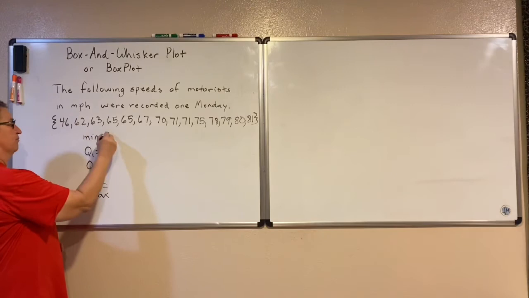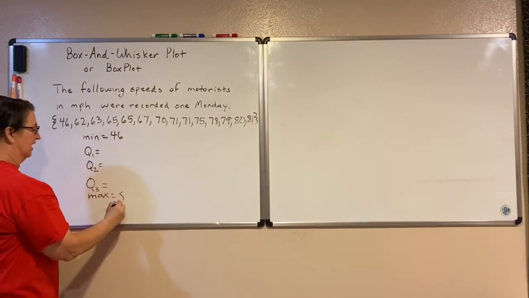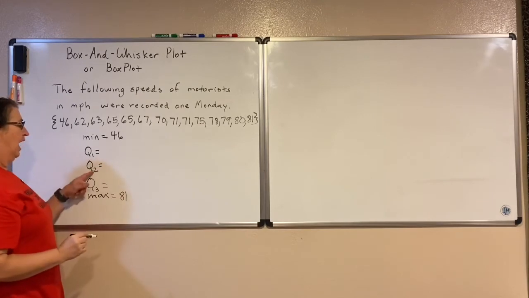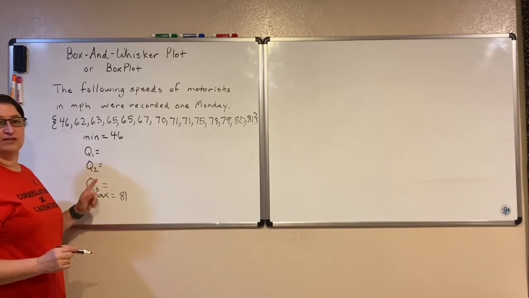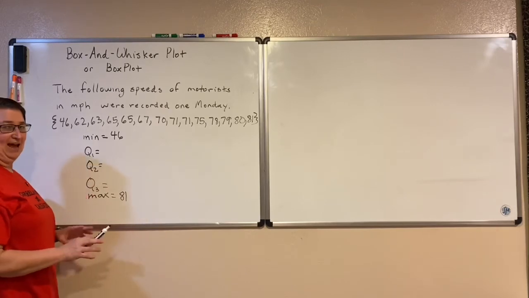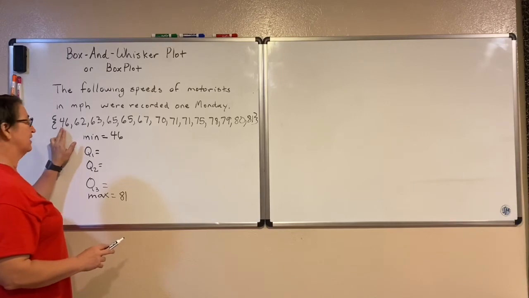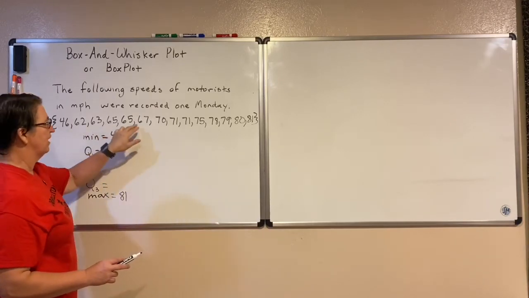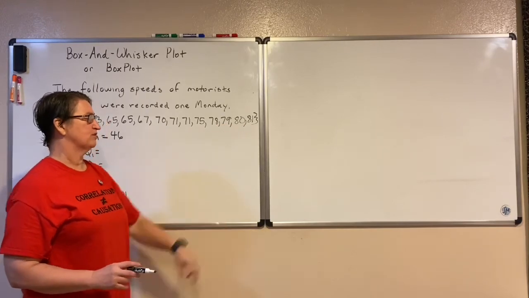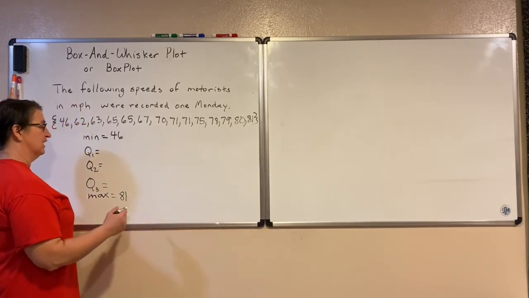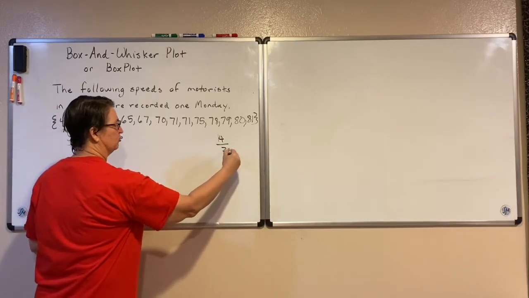The minimum value is 46. The maximum is 81. Our median is the number that's straight in the middle of our data set that splits the data in half. So let's count how many numbers we have in our data set. 1, 2, 3, 4, 5, 6, 7, 8, 9, 10, 11, 12, 13, 14. We can take that 14 and divide it by 2. 14 divided by 2 is 7.